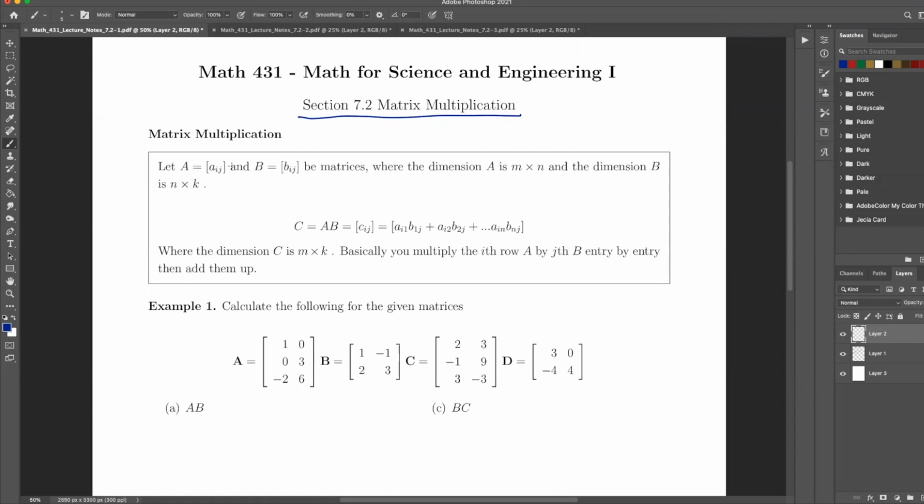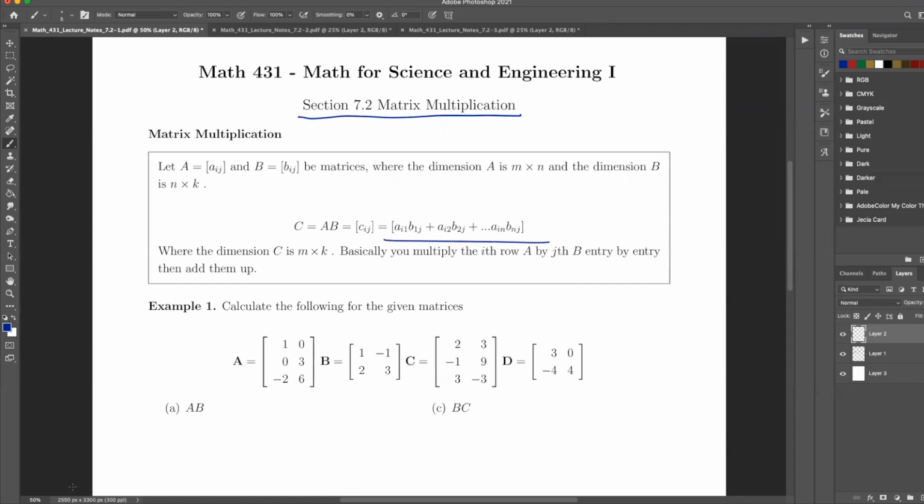So here we're going to have matrix A and matrix B, let them be matrices, where the dimension of A is n by n, and the dimension of B is n by k, and the resulting matrix is n by k. Then you're going to follow this algorithm right here.